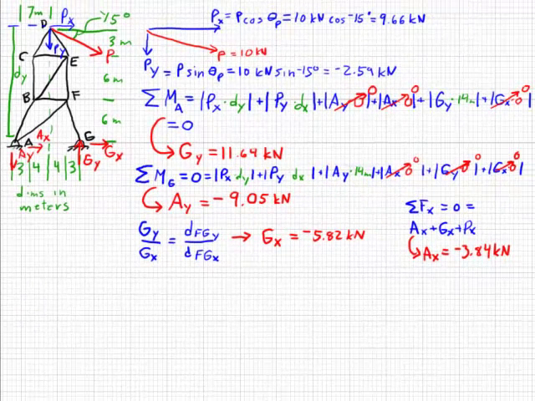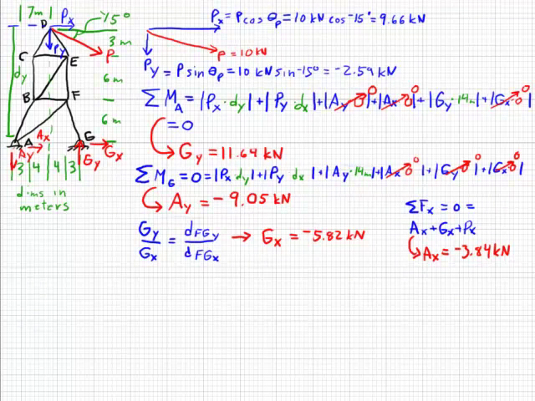Now that we've determined the components of each of the forces, Px, Py, to start off with, then we use sum of the moments about point A to get Gy, sum of the moments about point G to get Ay. We use the slope relationship at G, because FG is a strut, to determine that Gx is negative 5.82 kilonewtons. And then we use summing the forces in the x direction to determine Ax.